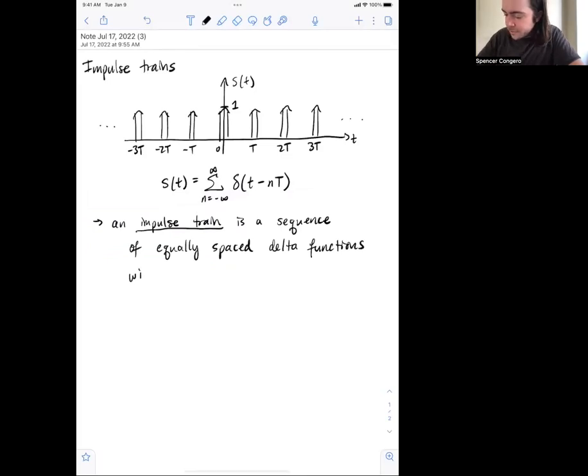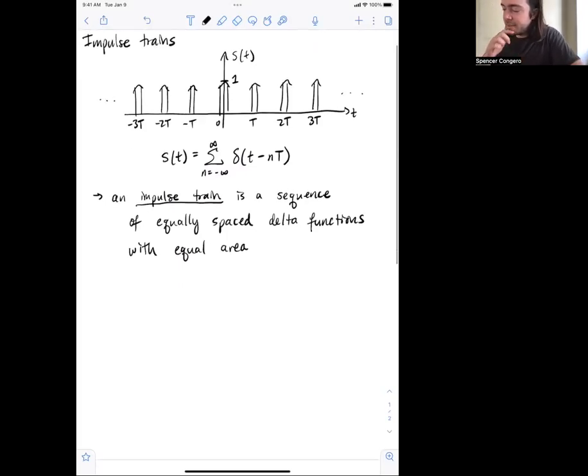And we're also going to require that they all have equal area. So you can see that all of the areas, or heights as we draw them, of these delta functions I made in that picture are equal to 1. But of course, we could just multiply everything by A and have all their heights be A. But I'm just going to keep it as 1 just for an example. But we do require that in an impulse train, they all have equal area. And that's it. That's all an impulse train is.